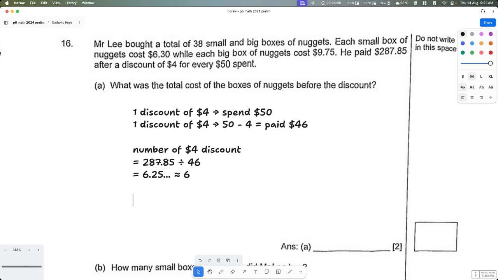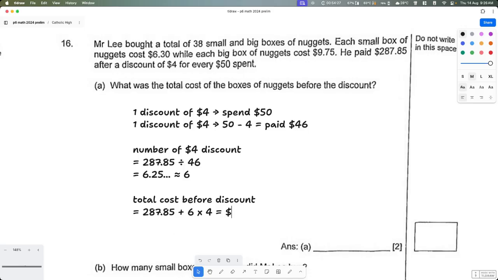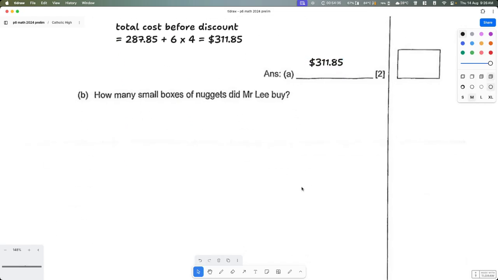Okay, so now the total cost before discount is basically 287.85 plus 6 times 4. Okay, this will give you $311.85. There you go. So that's your answer. Okay, so let's move on to the next question, part B.